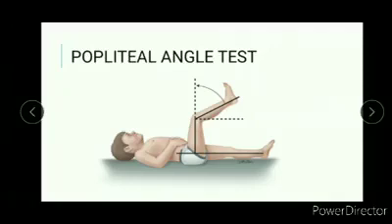While assessing the hamstring, if we want to differentiate between the medial hamstring and lateral hamstring, the same test can be performed with the hip joint in internal rotation for the medial hamstring and with the hip joint in external rotation for the lateral hamstring.